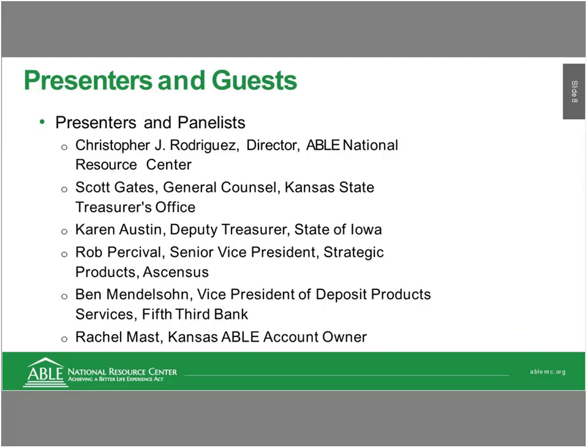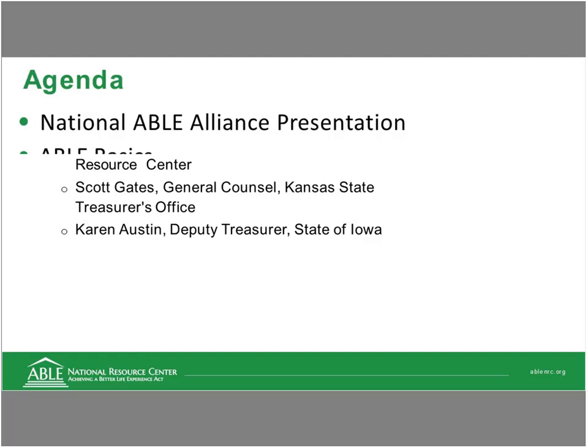Okay. So as I said before, I'm extremely excited to have such a talented group of individuals and such a deep level of expertise presenting today and on the panel. Again, I'm Chris Rodriguez. I'm the director of our ABLE National Resource Center. In addition, we have Scott Gates, who is General Counsel for the Kansas State Treasurer's Office. We have Karen Austin, who's the Deputy Treasurer of the state of Iowa. We have Rob Percival, Senior Vice President for Strategic Products at Ascensus. We also have Ben Mendelson, who's the Vice President of Deposit Product Services at Fifth Third Bank. And I'm very excited to have Rachel Mast, who is a Kansas ABLE account owner who will be sharing her experience with ABLE towards the end of the webinar. So I want to say thank you to every one of our presenters and panelists for taking the time to share your expertise with ABLE with us today. We're very excited to get your insight.